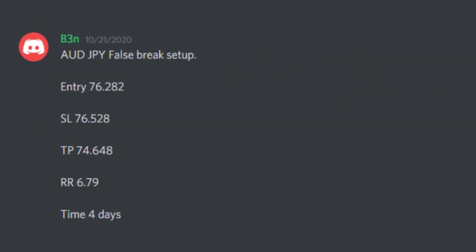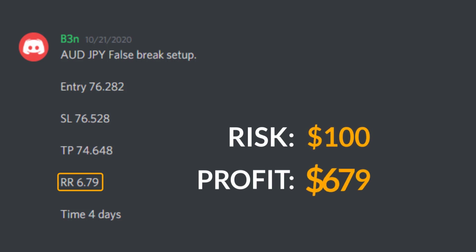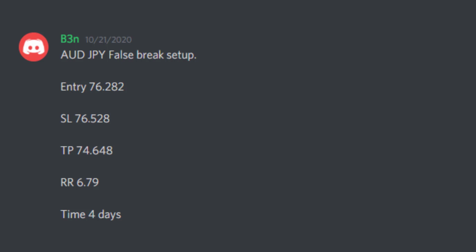So the instrument he traded was the Australian dollar versus the Japanese yen. His entry was at 76.282, his stop loss at 76.528, and his take profit at 74.648. And his total return is 6.79. To put that into perspective, that means if he risked $1,000 on this trade, he made $6,790. If he risked $100, he made $679. So a really great return for a holding time of 4 days.